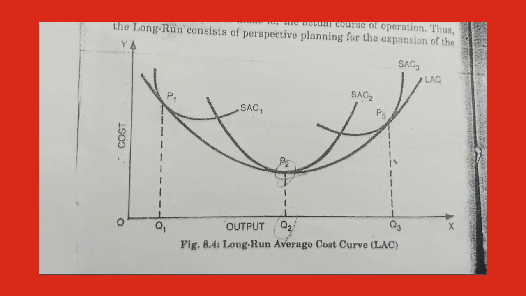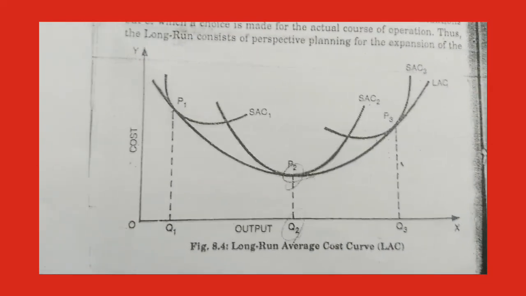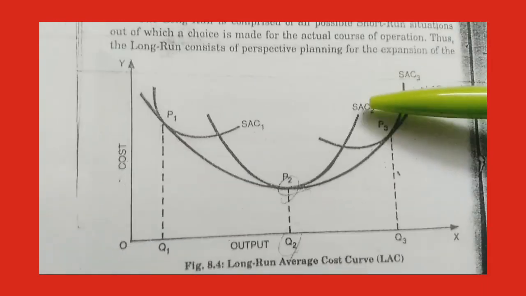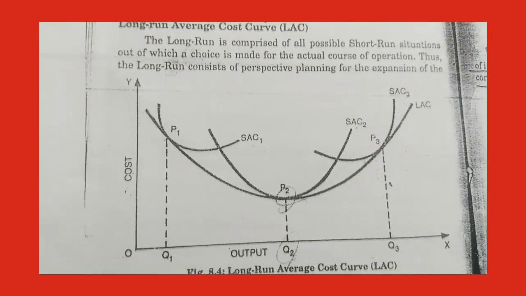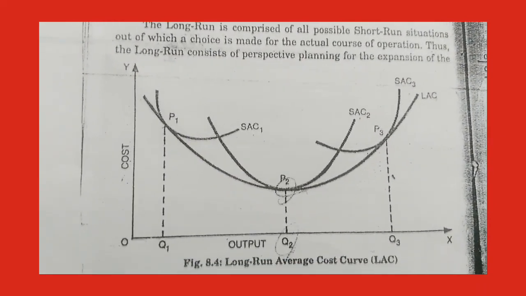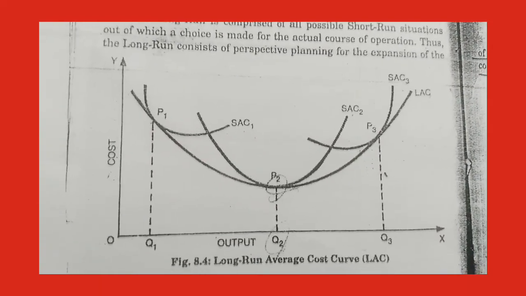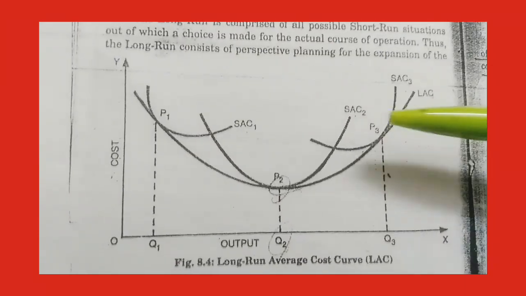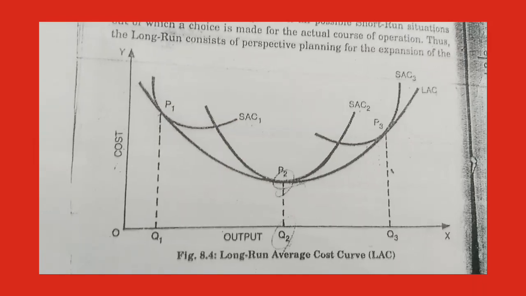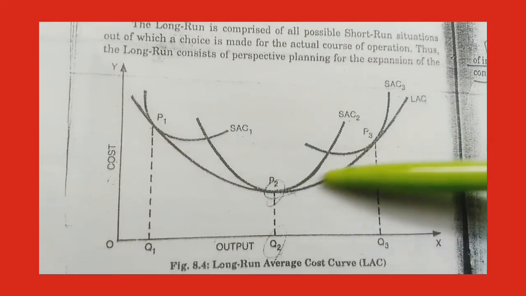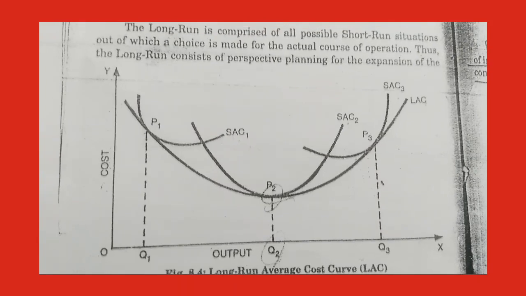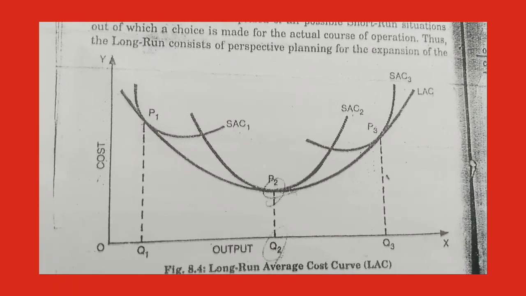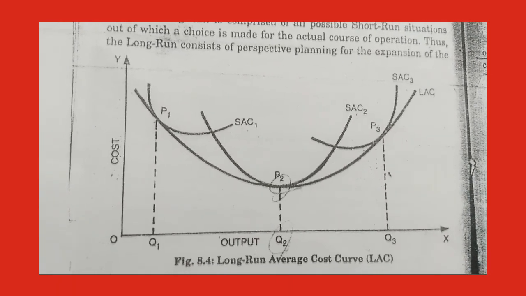But in the long run, when the second plant is added, the short run cost curve of the firm shifts to a new position, SAC2. Suppose the third plant is installed. The output is increased to OQ3 and the average cost is P3 Q3. Thus, by joining the points P1, P2, P3, the LAC curve is drawn as a tangent of various SAC curves. This is the long run average cost curve.